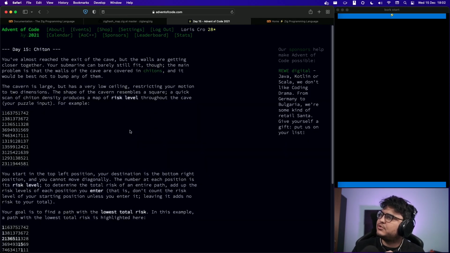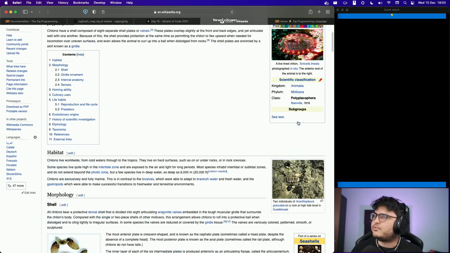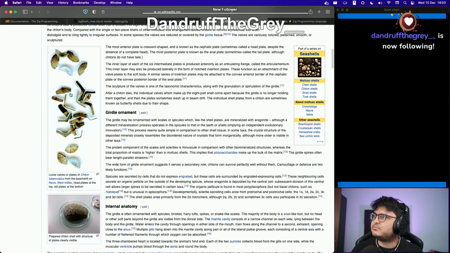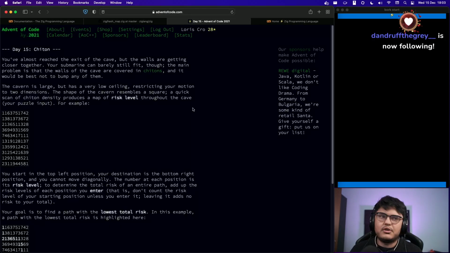Ketones? What? You've almost reached the exit of the cave, but the walls are getting closer together. Your submarine can barely still fit though. The main problem is that the walls of the cave are covered in ketones, and it would be best not to bump into any of them. Oh, I see, there's like ancient Pokemons on the sides of the cave.